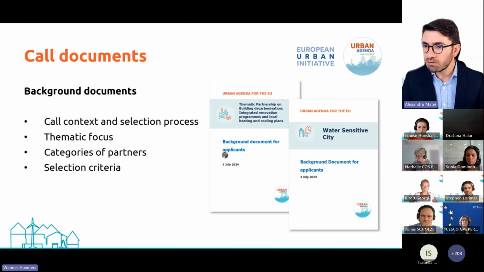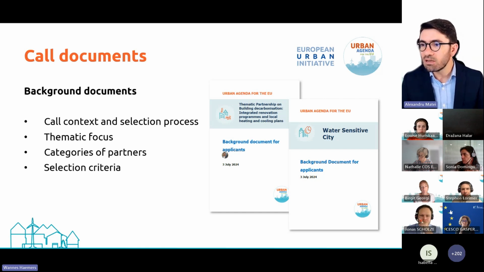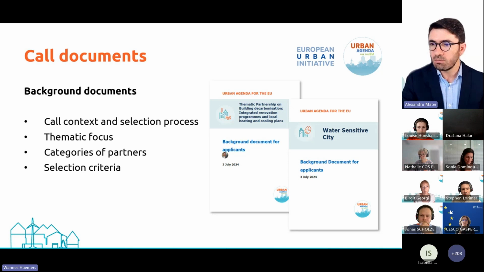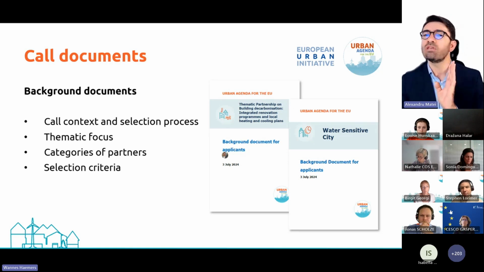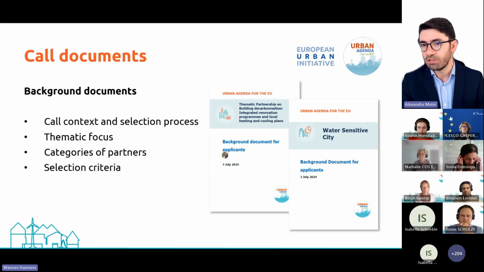The background document, which the experts have provided under our coordination, presents the call context and the selection process. They go into detail and look at the key aspects of the thematic focus. So what is under these topics? One is bigger and more complex than the other. The category of partners, this comes back to the question we had before, who is eligible and how, and the selection criteria. They will explain it in detail. I will just give a general framework. The document is publicly available online. You can download it and have a look, and it's very recommended to read it.